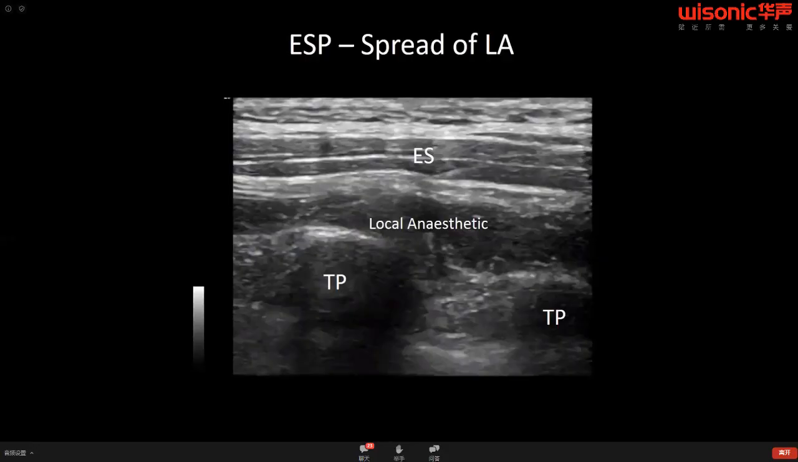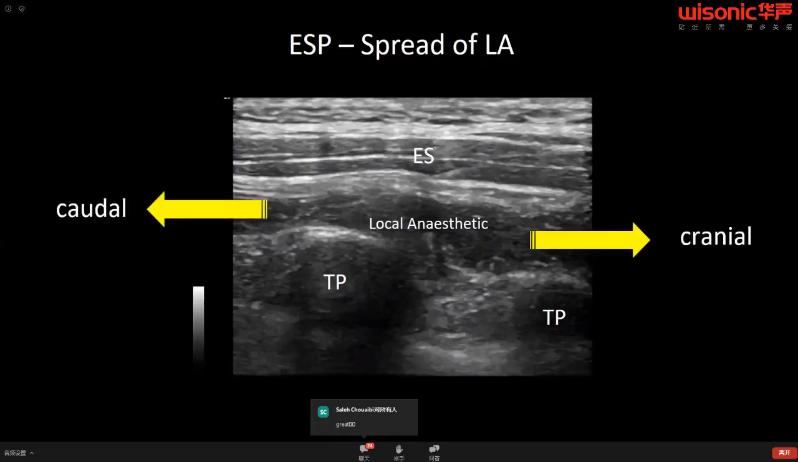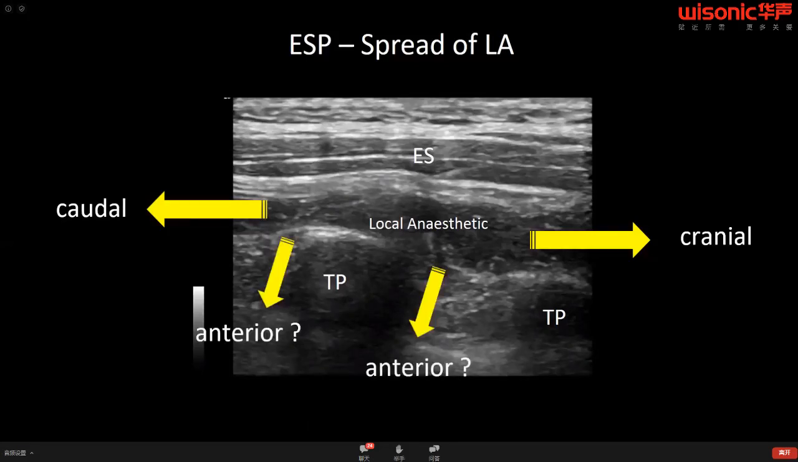What you can always see when you do an erector spinae plane block is the spread of local anesthetics in a craniocaudal direction. But more important is, is there an anterior spread of local anesthetics so that the spinal nerves and the sympathetic trunks are blocked in the paravertebral space.